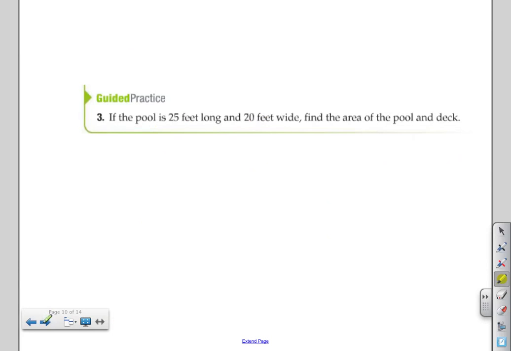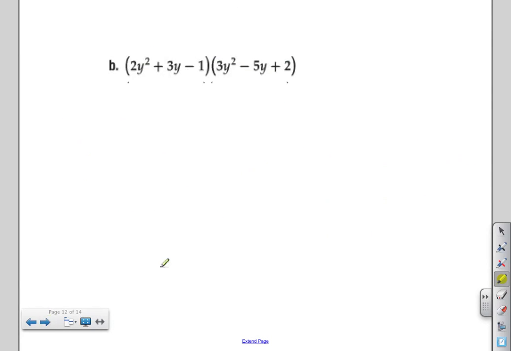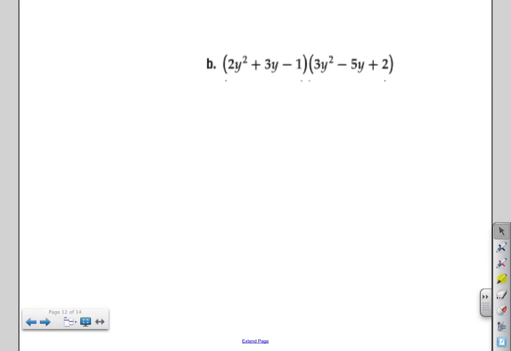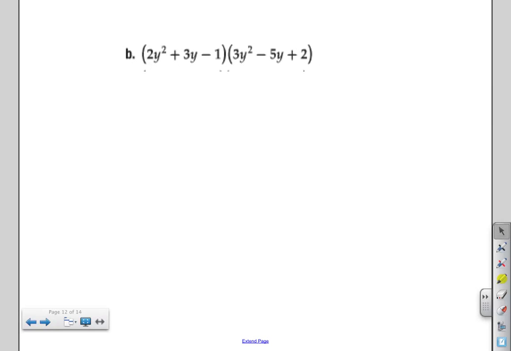Oops, for some reason we went backwards. Let's go forwards. 2y squared plus 3y minus 1. Here we're multiplying 2 polynomials. I'm going to try and slide this up because it looks like we're going to need some serious room here. Okay, here we go.